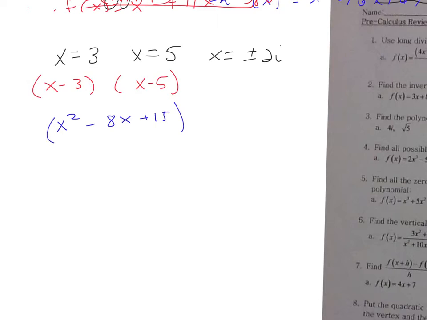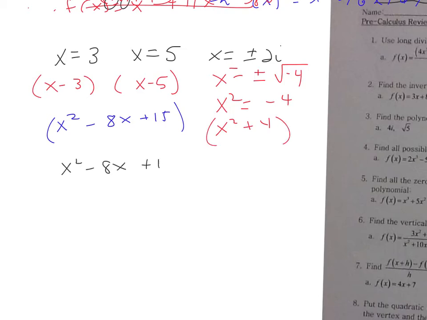And then here, x is equal to positive negative square root of negative 4, which would give me 2i. Square both sides, I get x squared is equal to negative 4. And then I get x squared plus 4 is my other factor. All right, so now I'm going to multiply x squared minus 8x plus 15 times x squared plus 4.